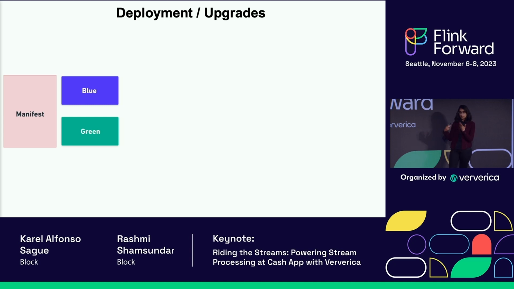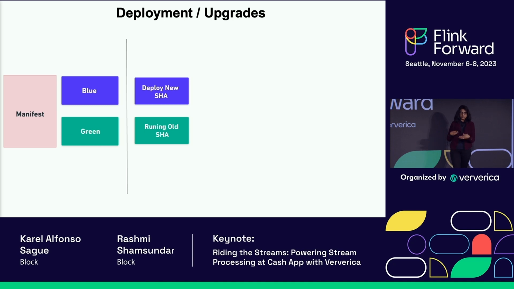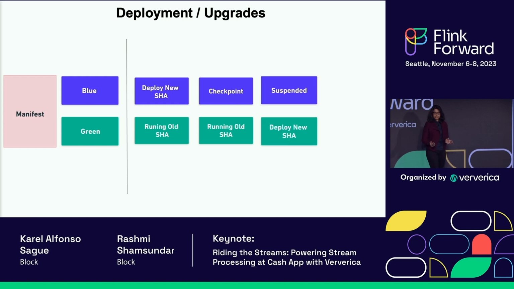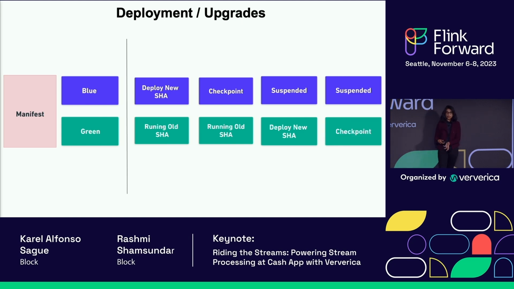When we do a deployment, first the deployment goes on the blue, and the green is still running on an older deployment, and then blue does a checkpoint. At this point, we verify the checkpoint is successful and all is well, and then we finally deploy the same application on green, the same deployment on green, and blue is suspended. We do not want to keep it running anymore. And then finally, green does a checkpoint, and all is well.